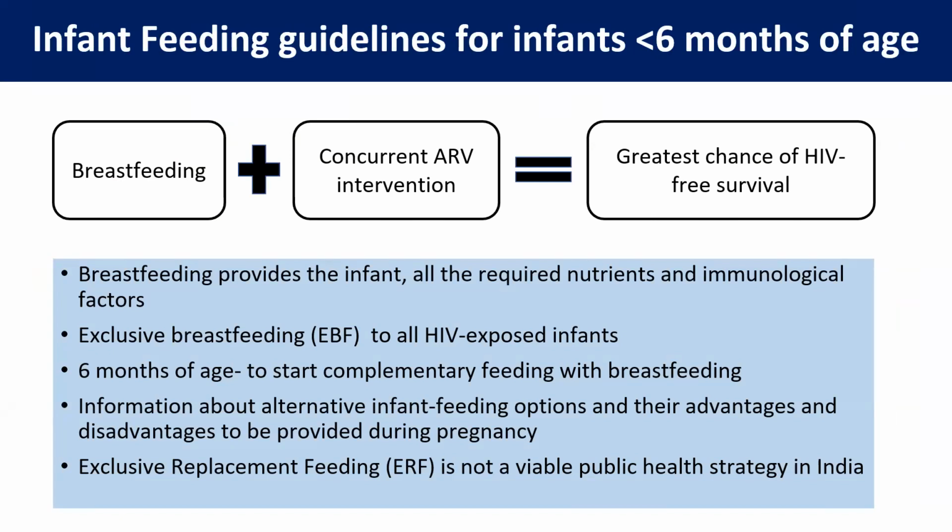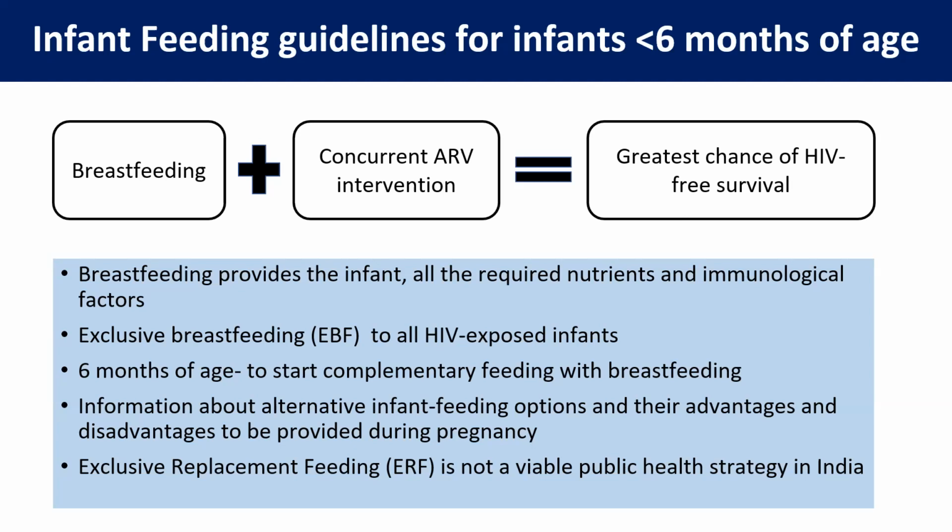So breastfeeding provides infants all the required nutrients and immunological factors. So exclusive breastfeeding is advised in the first 6 months of life for all HIV-exposed infants. And at 6 months of age, we need to start complementary feeding along with continuation of breastfeeding. Information about the alternate feeding options and their advantages and disadvantages is to be provided during the antenatal period. And we should always remember that exclusive replacement feeding is not a viable public health strategy in India.